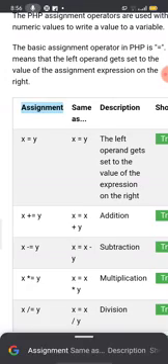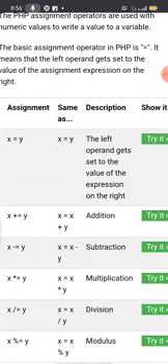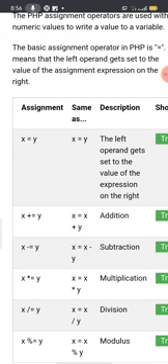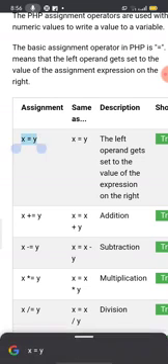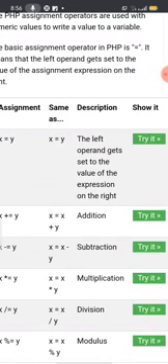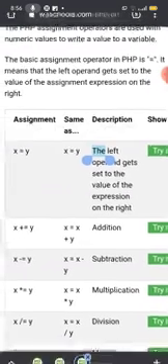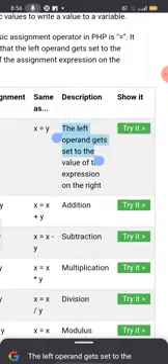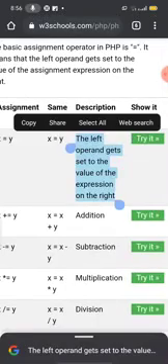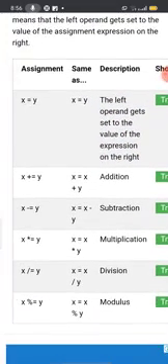Your assignment is given same as it is written over there. The description is given over there. Then the example, let us see one by one. x = y. This is the assignment. x is assigned the value of y. Same as it is written over there. Then the left operand gets set to the value of the expression on the right. That means whatever the value of the left operand, it is going to get the value from the y side. Is it clear, everyone?